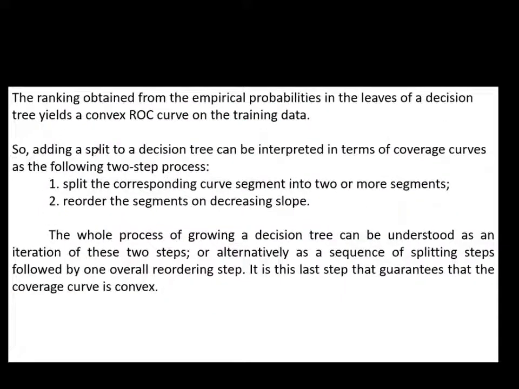Now, how do we do ranking? The ranking obtained from the empirical probabilities in the leaves of a decision tree yields a convex ROC curve on the training data. We have just seen that now.